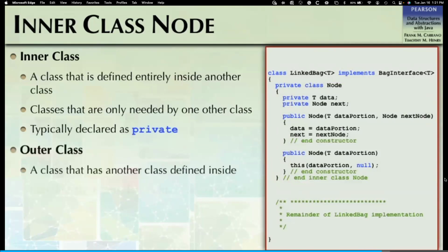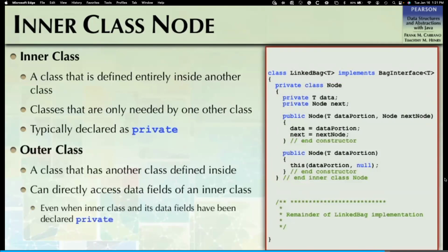An outer class is the class that encompasses the inner class. In this case, it is the class linked bag. An outer class can directly access the data fields of an inner class, even if both the inner class and data fields have been declared private. So often, inner classes will not have accessor or mutator methods. Inner classes can also share the assignment of a type to the generic type T of the outer class. So the class definition for a generic type does not have to have a T in angle brackets in the header of its inner class definition, but it can still use the generic type.